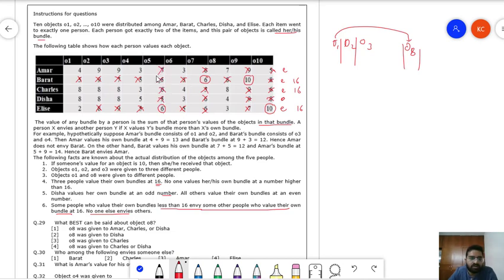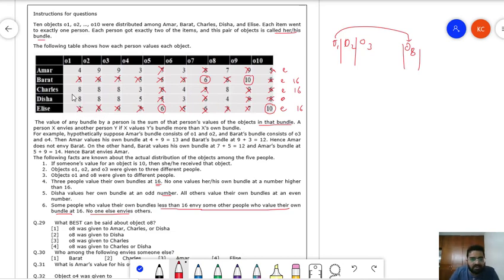Okay, so 16 nahi hone wala hai boss, hai na? Idhar bhi ye cross ho gaya. Okay, now O1, O3, ye Amar, Bharat and Charles, in teenon mein se kisi ko lena hoga. Okay, now what we can say is this is not 16, so this will have some other value.